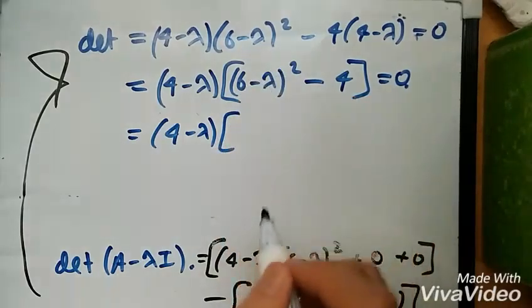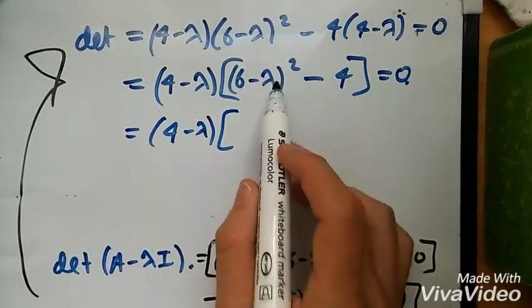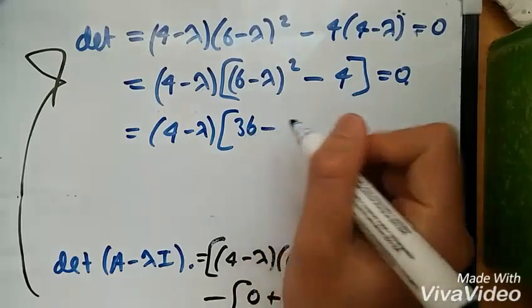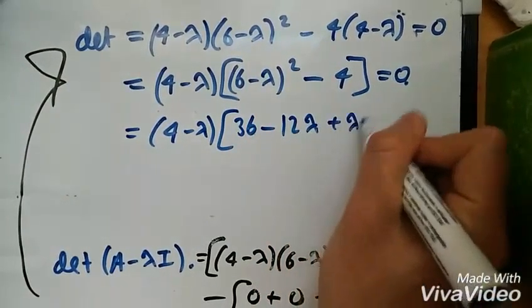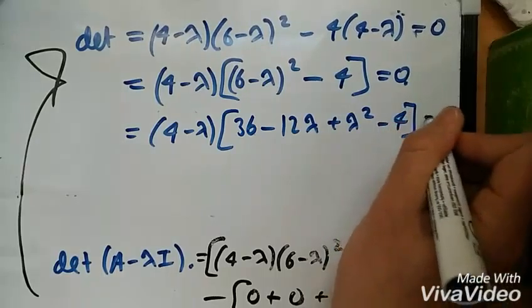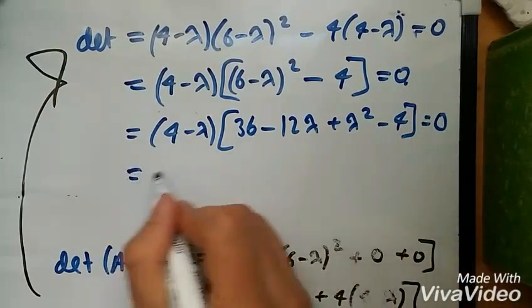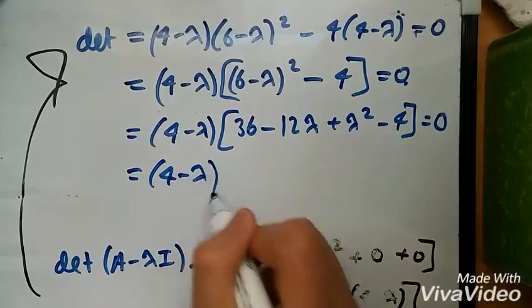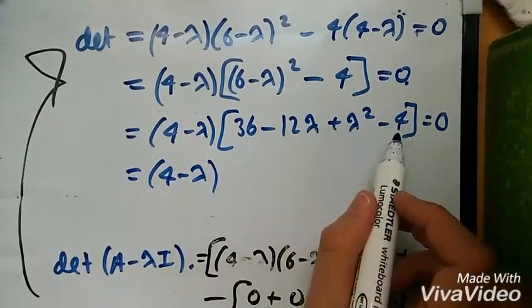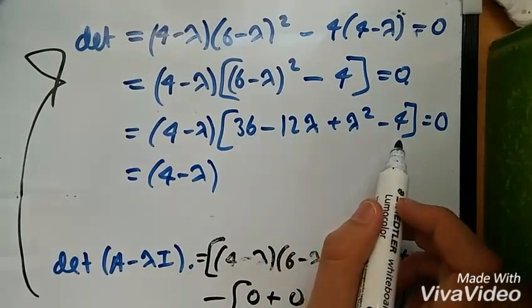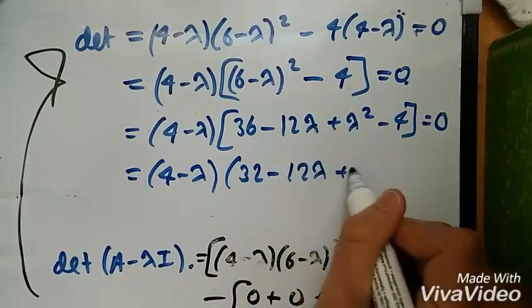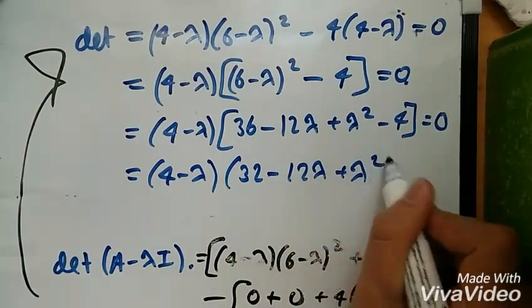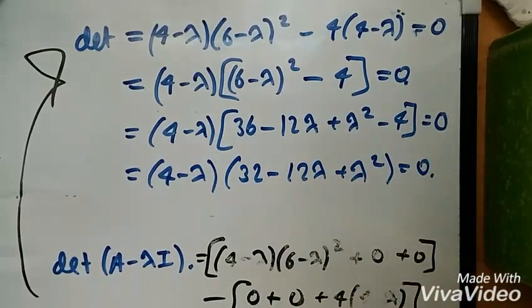So let's open this up. If you expand the square component, you're going to get 36 minus 12 lambda plus lambda squared. I'm just going to assume you guys know how to do this already. And then we're going to have minus 4 here. Collect terms: 36 minus 4 is 32. 32 minus 12 lambda plus lambda squared equals 0. Now you go factorize this.